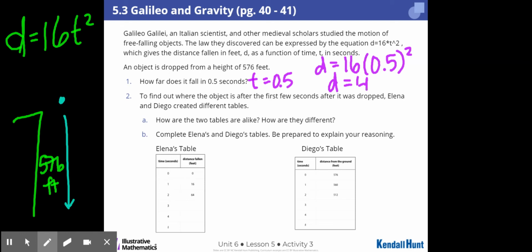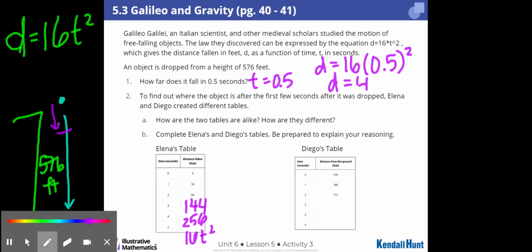Okay, so Diego and Elena were thinking about this problem. And Elena thought of it more as the distance fallen. So after 1 second, it's 16. After 2 seconds, it's 64. After 3, that would be 16 times 3 squared, which is 9, so that would be 144. After 4, it'd be 16 times 4 squared, which is 16, so that would be 256. These numbers should look familiar because they're the numbers we just did on the last activity. So in general, the equation is 16t squared. That's how far it's falling. If I'm just thinking about the distance traveled, after how many seconds, how far has it fallen down?